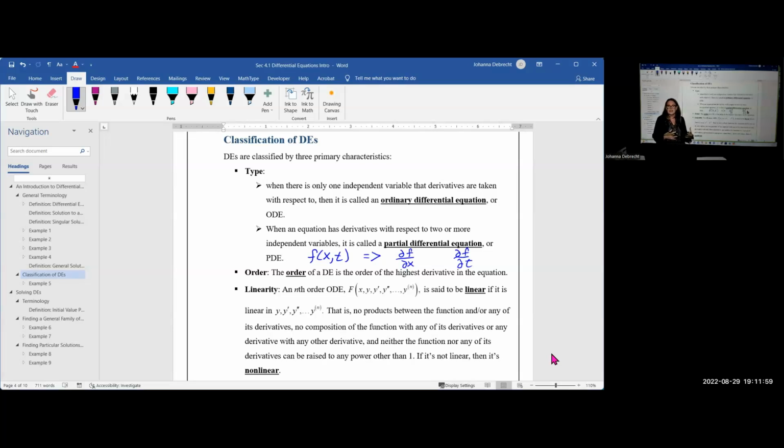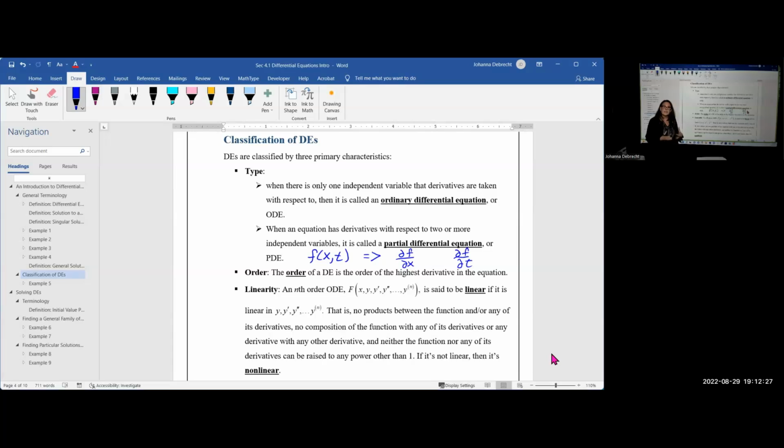Because x and t are the independent variables, but these are dependent variables. They depend upon the independent variables. And to be linear, we can't multiply any of these by each other. So I can't multiply y by y prime or y prime by y double prime. I can't have any products between y or any of its powers.